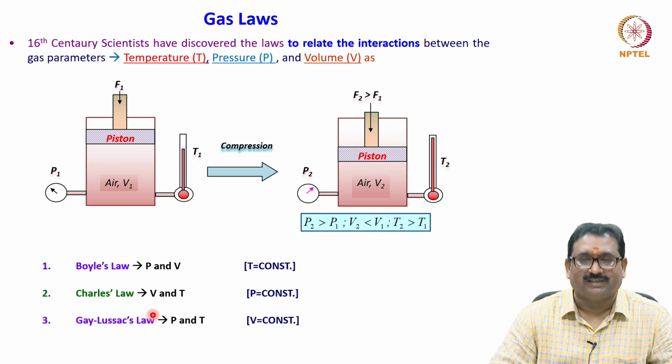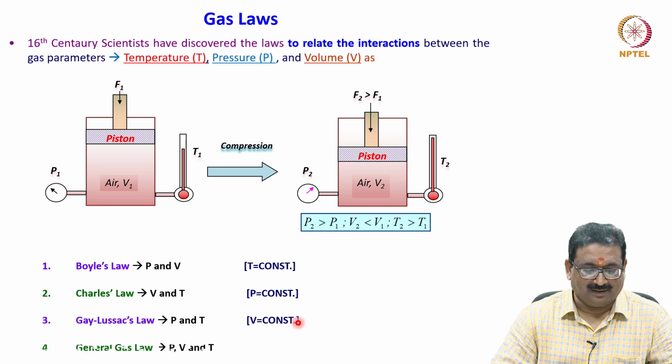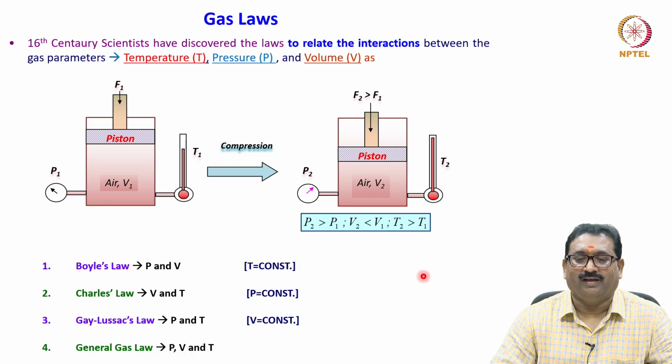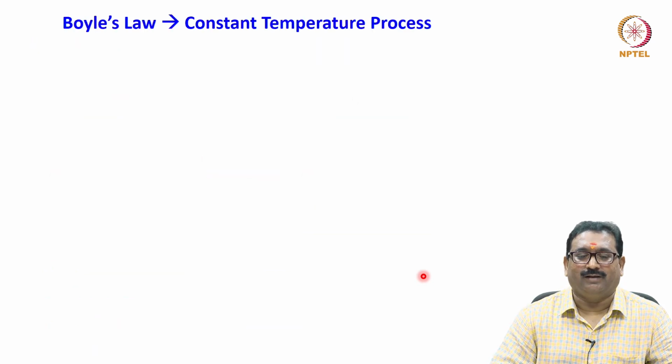Similarly, Gay-Lussac studied the relationship between pressure P and temperature T when volume is constant. The general gas law is one which relates pressure, volume and temperature. Let us quickly see this, friends. Boyle's law is what we know as the constant temperature process.